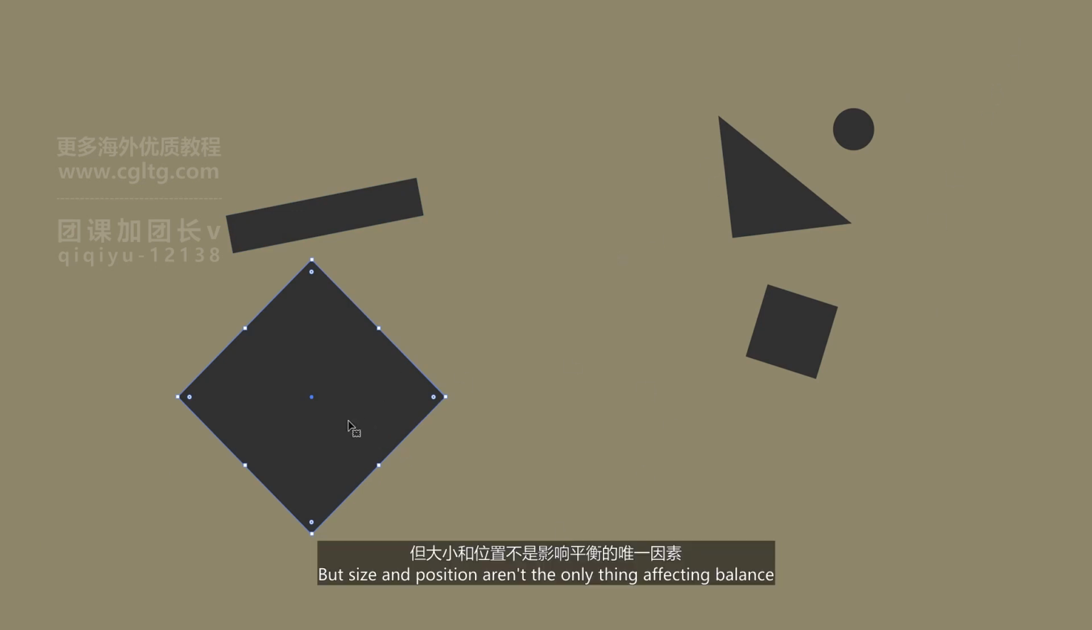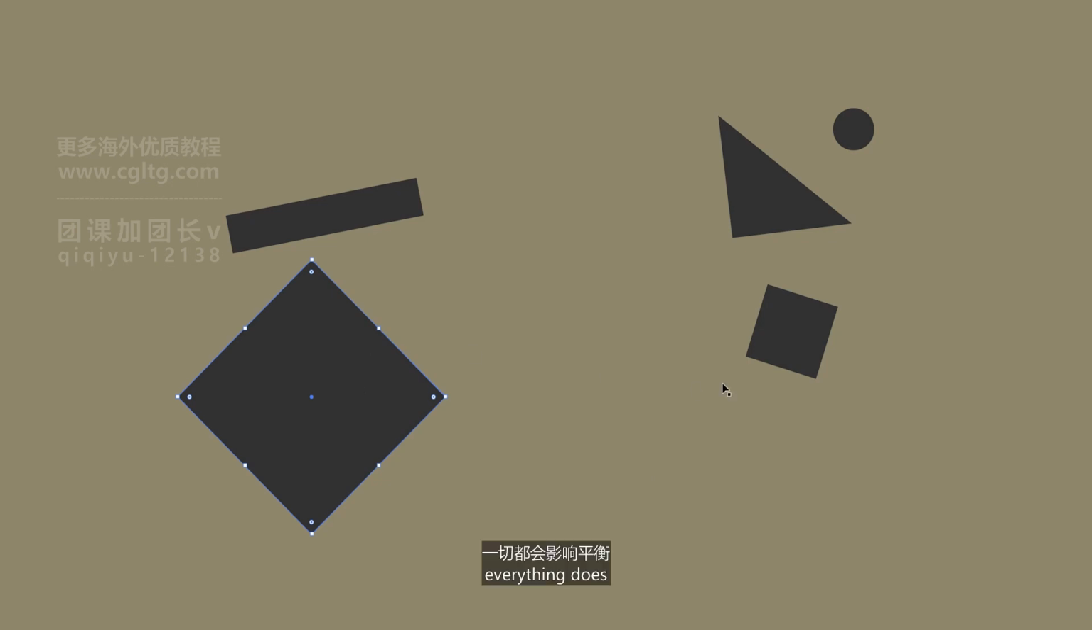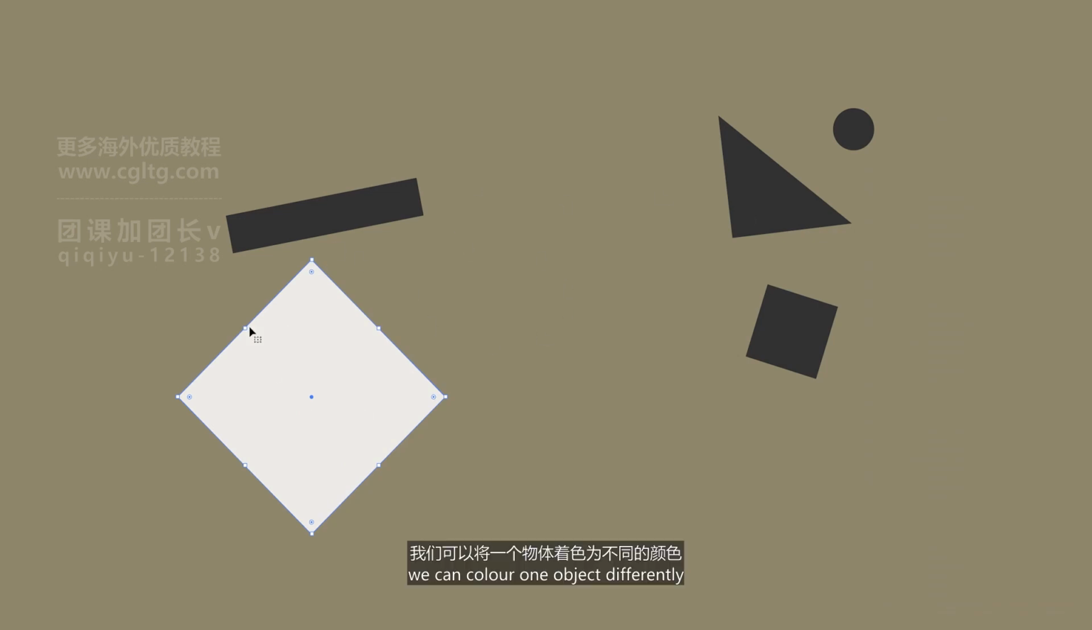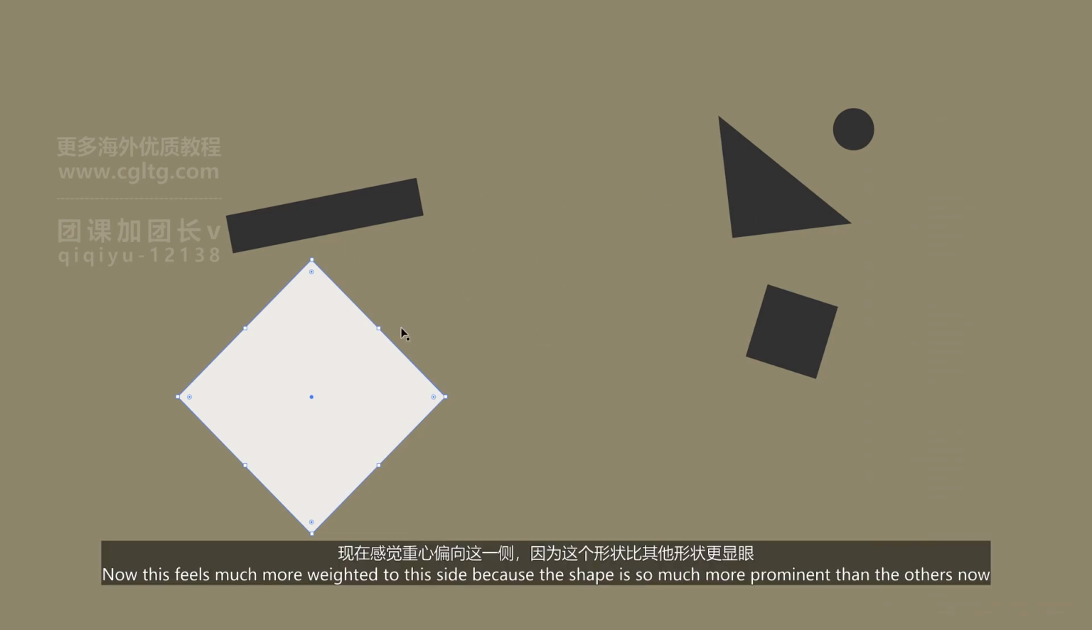But size and position aren't the only thing affecting balance. Color and detail can affect it too. Really, everything does, even the negative space between objects. And it's a very complex tapestry as all of these elements interact with one another. To make this more asymmetrical, we can color one object differently. Now this feels much more weighted to this side because this shape is so much more prominent than the others now.